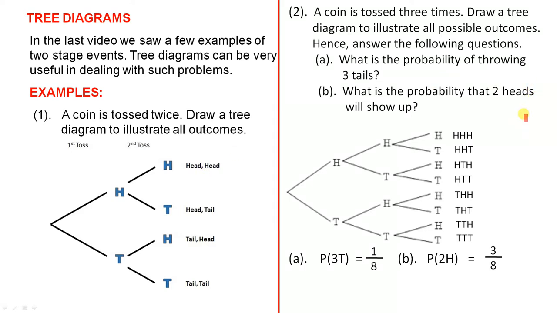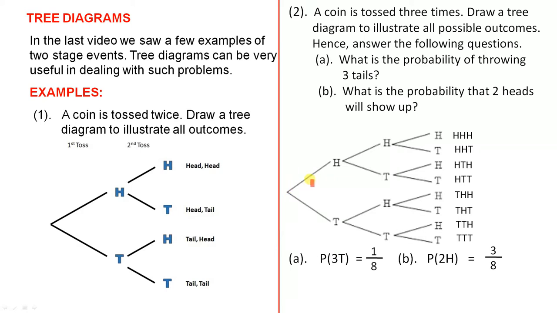The next example: a coin is tossed 3 times. Draw a tree diagram to illustrate all possible outcomes. Hence, answer the following questions. What is the probability of throwing 3 tails? What is the probability that 2 heads will show up? So in a similar fashion, that's where we stopped with 2 coins earlier. All you do is extend it an extra branch to give you 3 coins. There are all the possibilities.